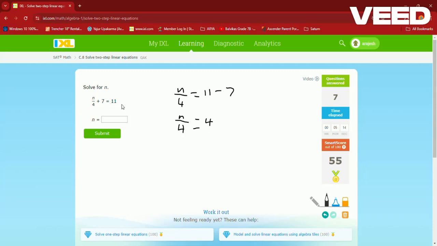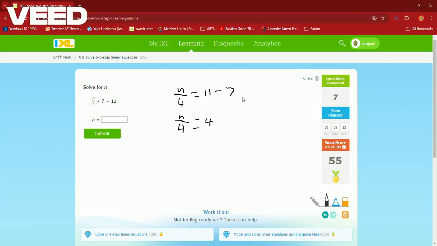Now, what we can prove is that, since it's a plus 7 right here, minus 7 goes on the other side, so it will be n over 4 equals 11 minus 7. So it will be n over 4, which is equal to 4. Now, how do we get n? Good question. If it's division on this side, it would be multiplication on this side. So n is equal to 4 times 4.